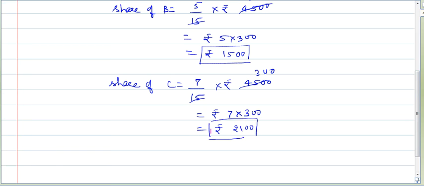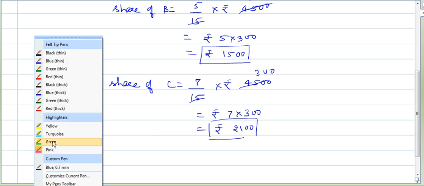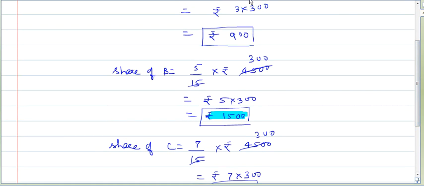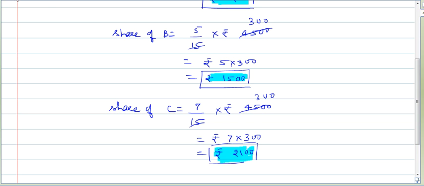Okay students, this is the answer. I just highlight the answer so that it is clearly visible to all of you. This one, and this one, these are the answers. Okay, now students, next question.